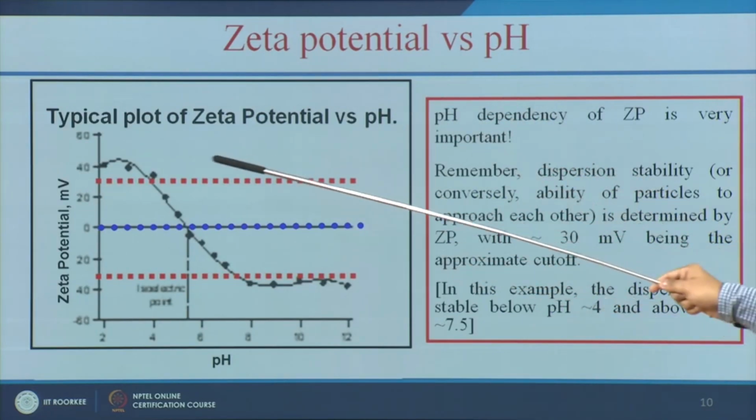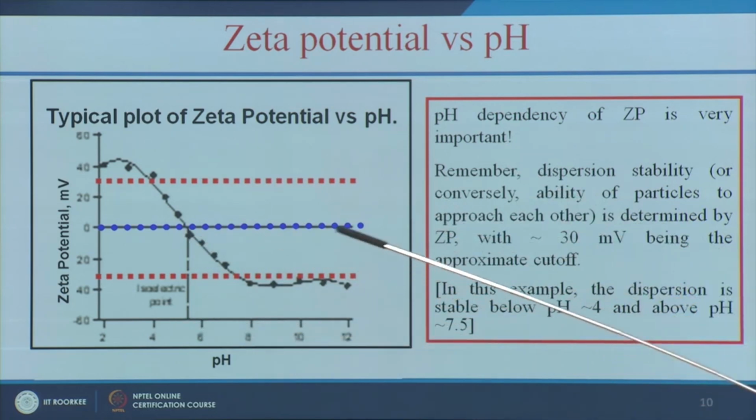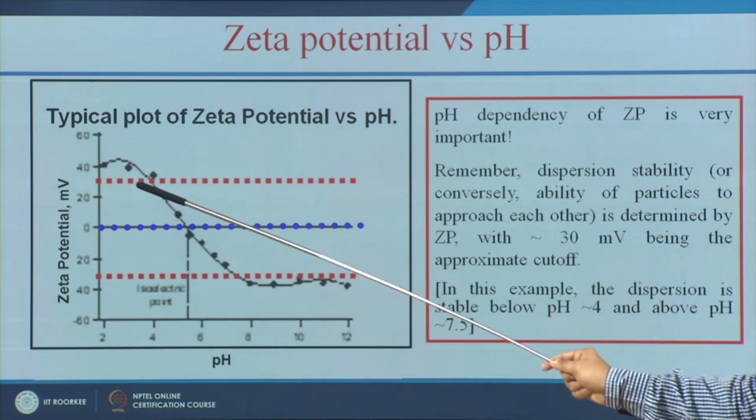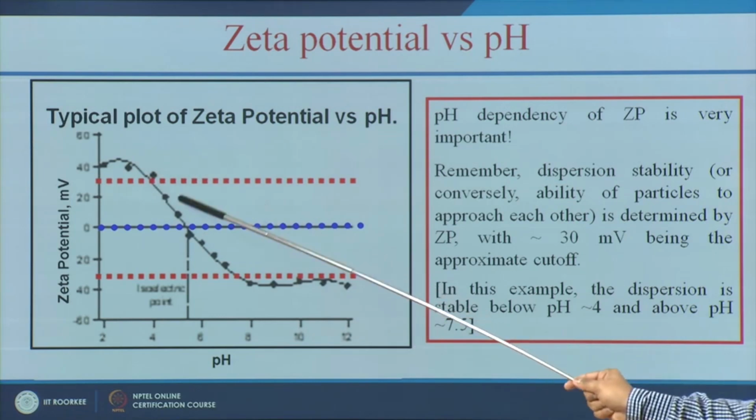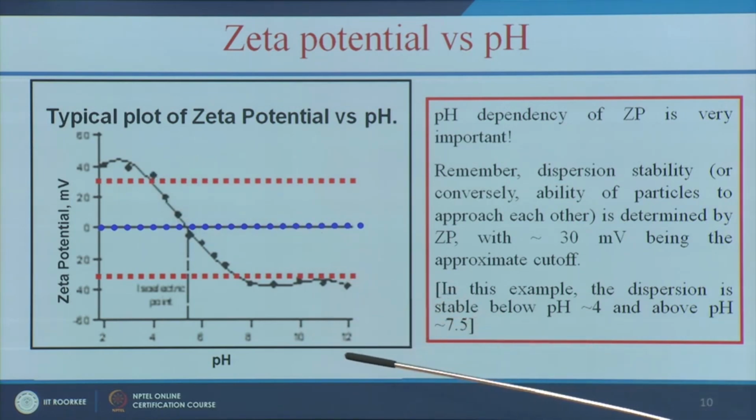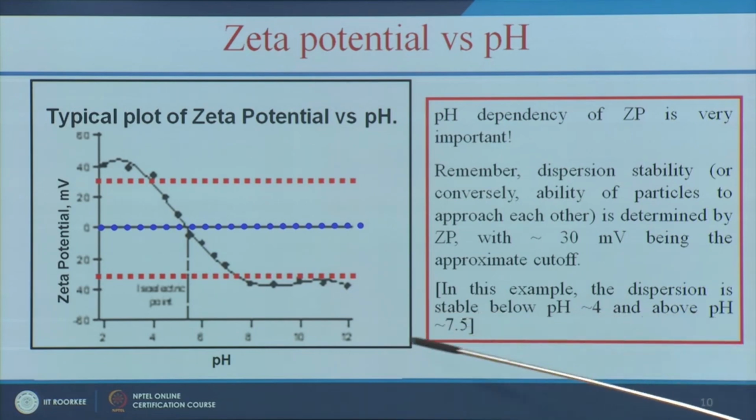So, in this example you can see here, as I told you earlier, plus 30 or minus 30 and above means the stability of the nanoparticle will be very high, very good. In this example you can see that at pH below 4 as well as pH above 7.5, the nanoparticle is stable.